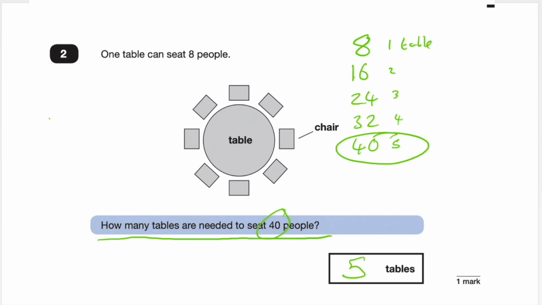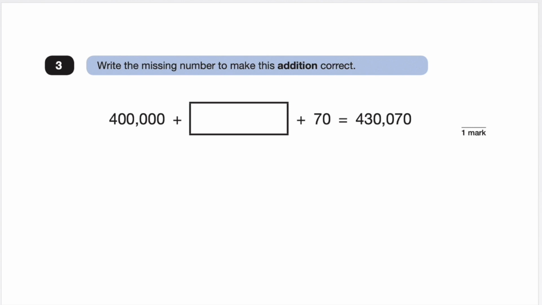Or I could do it another way. I could do 40 divided by my 8. 8s into 4s don't go. Roll it across. 8s into 40 go 5 times. Same answer. Question 3 says, write the missing number to make the addition correct.